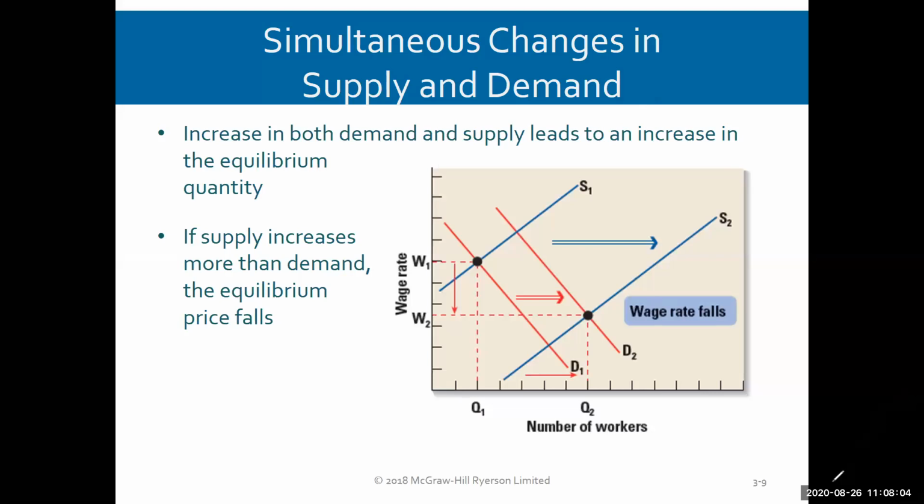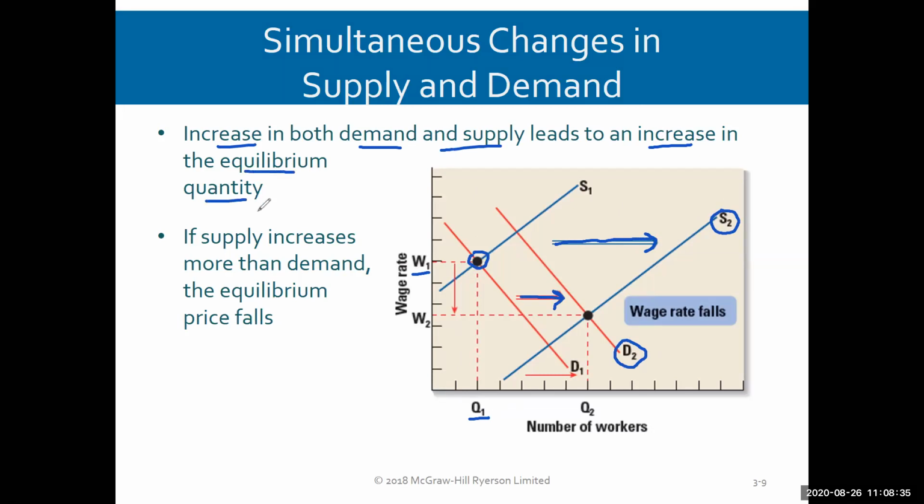So that's easy. Let's do this a little quicker yet. Here's where demand one and supply one cross. There's our equilibrium quantity and our equilibrium price or wage rate at first. And then we're going to increase demand a certain amount to D2. But in this case, we're increasing supply by more than we increase demand, to S2. So an increase in both demand and supply, of course, leads to an increase in equilibrium quantity.